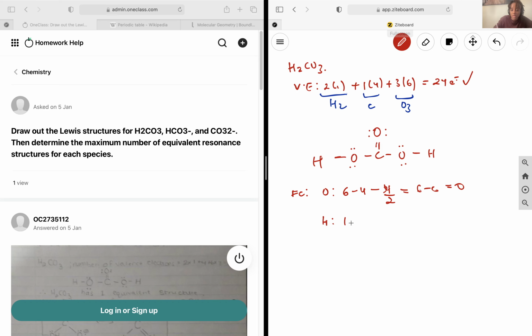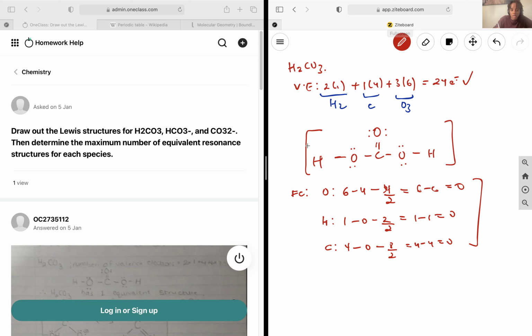On all of the hydrogens, we have 1 minus 0 minus 2 over 2. That's 1 minus 1, which is 0. And lastly, on the 1 carbon, we have 4 minus 0 minus 8 over 2, giving us 4 minus 4, which is 0. This is all expected. We had a net formal charge of 0. And so our valence electrons are all accounted for, and our charges are all accounted for. So this is the correct Lewis structure.